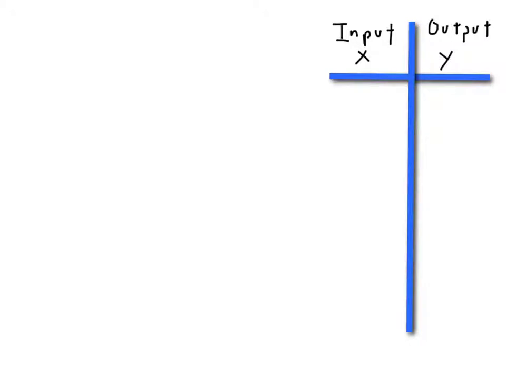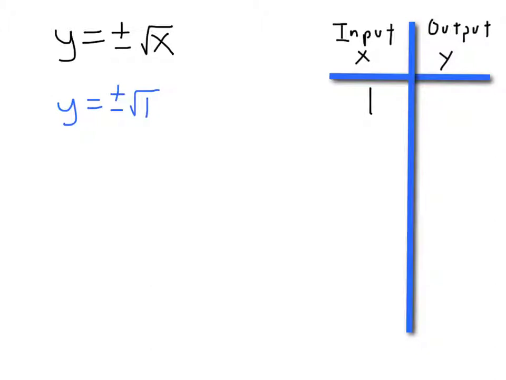Next, I'd like to look at the equation y equals plus or minus the square root of x. Now in this case, let's fill in some inputs and outputs. Let's assume x was 1. Well, if x was 1, then we would have y equals plus or minus the square root of 1. Now the square root of 1 is 1, so y would be plus or minus 1. So that means the output could either be positive 1 or it could be negative 1.